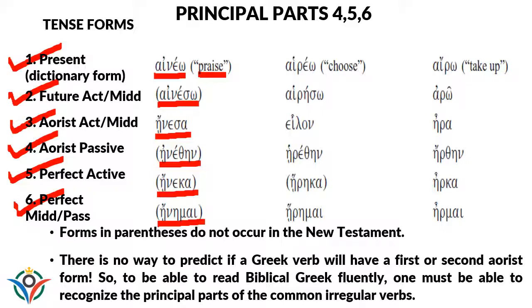Our next word is haireo, which is choose. All right, let me go through the forms with you. We have haireso, hailon, hairethane, haireka, and hairemai. All right, so it's quite difficult to pronounce because it has a rough breathing mark as well.